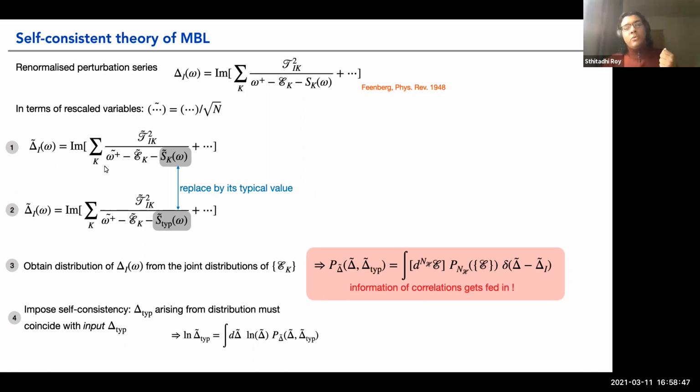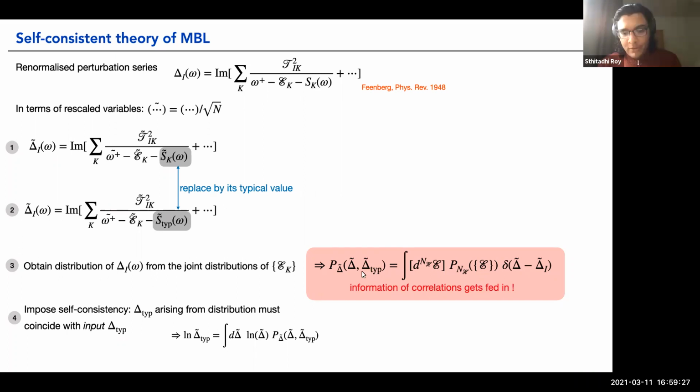And then to do a self-consistent theory, we take the self-energies on the right-hand side of this equation and replace them by their typical values. Once I do that, I can obtain a distribution of this Δ by transforming over the distributions of these E_k tildes. But remember that in order to do that, you actually have to take the joint distribution of all the E's, which encodes the correlations in the Fock-space site energies. And this is how the Fock-space site energy correlation actually gets fed in.